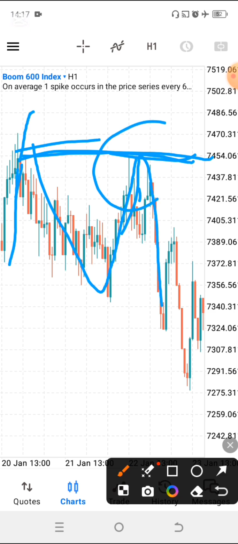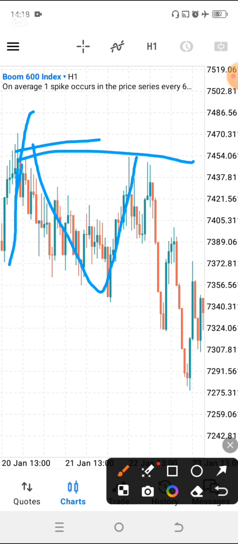So that's why you use support and resistance for entries, but I don't like this type of support and resistance, mainly because it doesn't work all the time. I'm going to be showing you why in a minute, and I'm going to be showing you how I use support and resistance in order to get my entries.